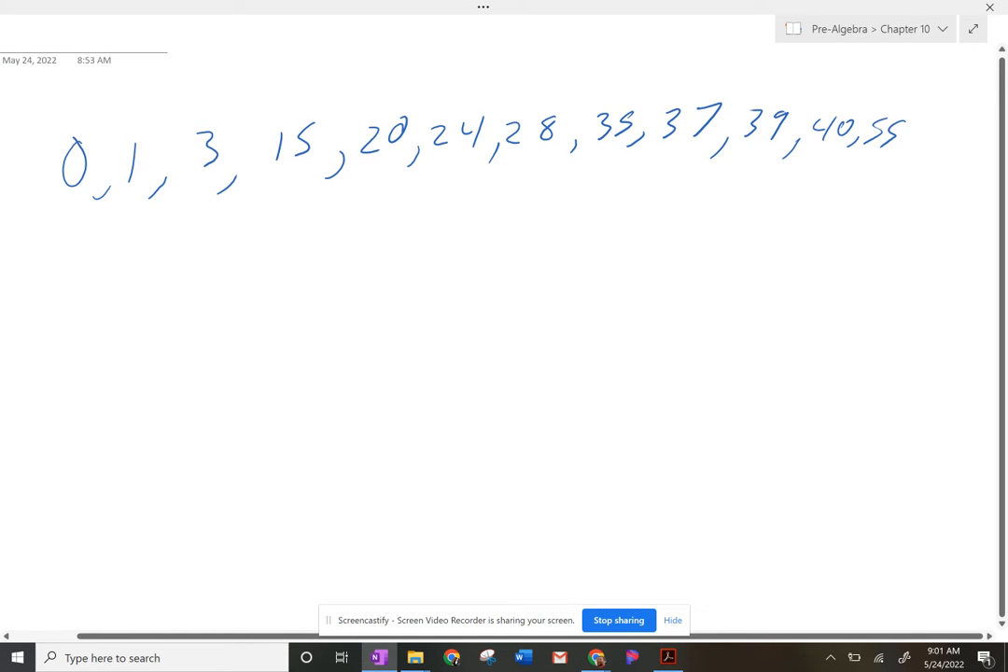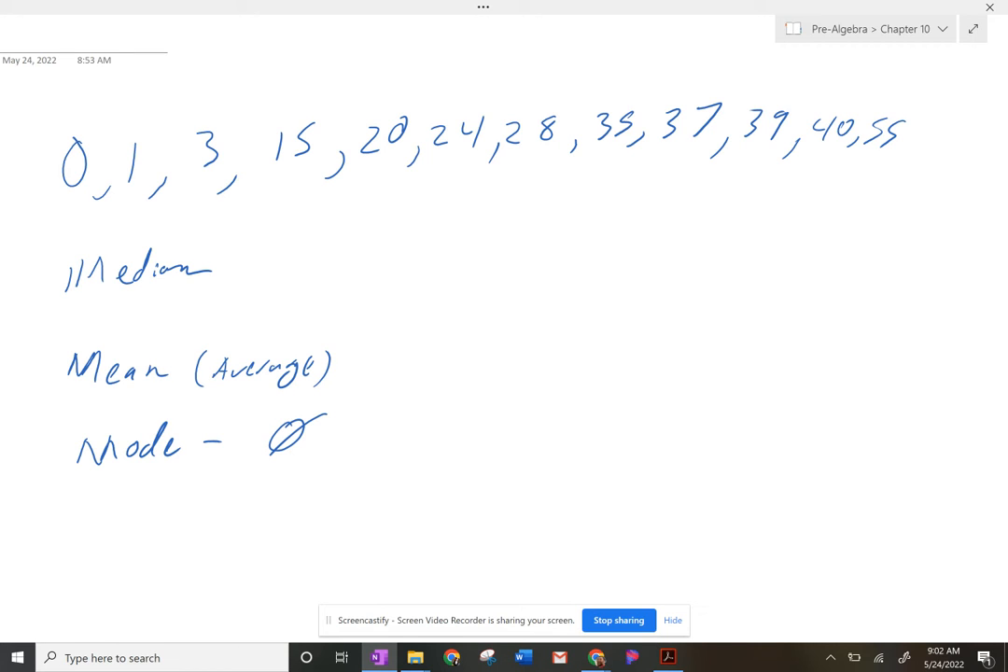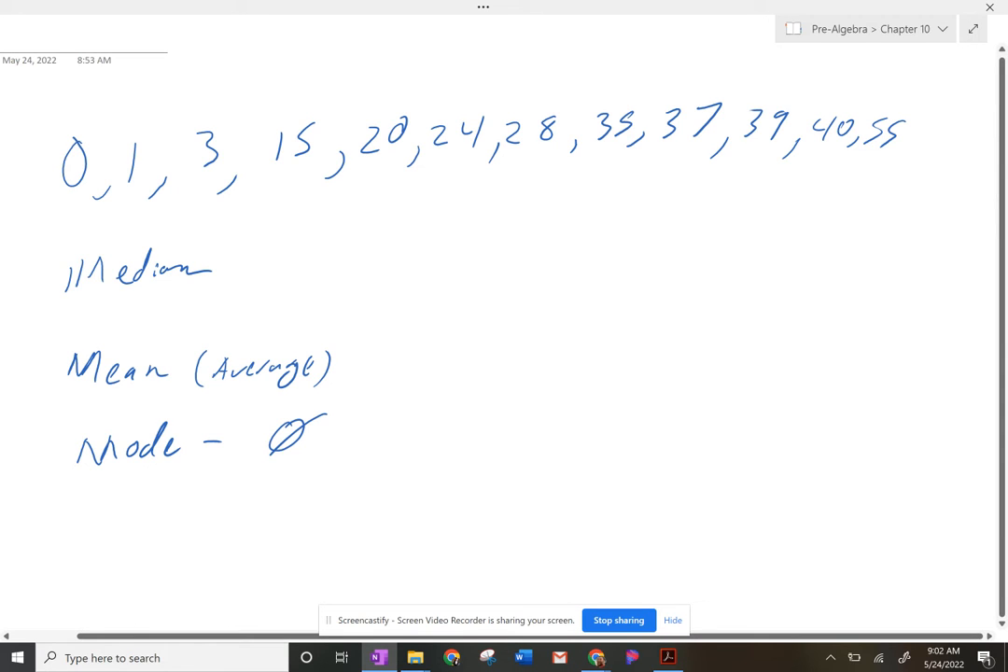So what I'm going to do is look for my median, which is my middle number. I need my mean, which is another word for the average, and then my mode. As I look at it real quick, I can see right away I don't have any modes. I didn't repeat any numbers. So I'm just going to put a big 0 with a line through it, meaning no mode. Looking at my sheet of paper, I know it cannot be letter B. I know it cannot be letter D, because those both had a mode.